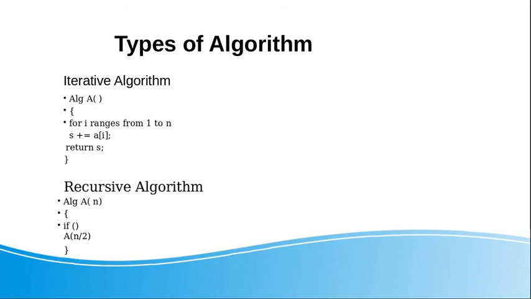What are the types of algorithm? There are two types of algorithm: iterative algorithm and recursive algorithm. An iterative algorithm contains loop statements, and a recursive algorithm, as you know from recursive functions, calls the same function again. Those are the two types of algorithm.